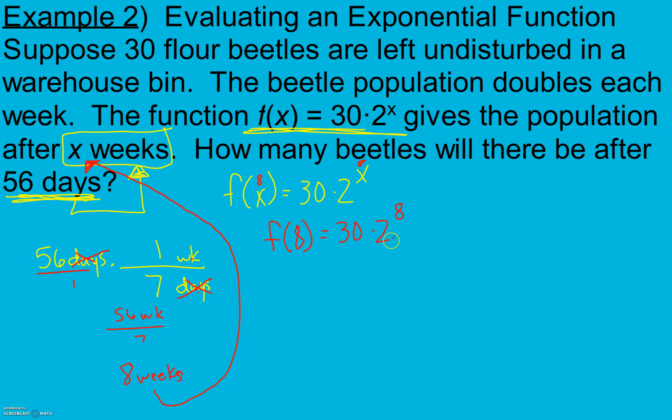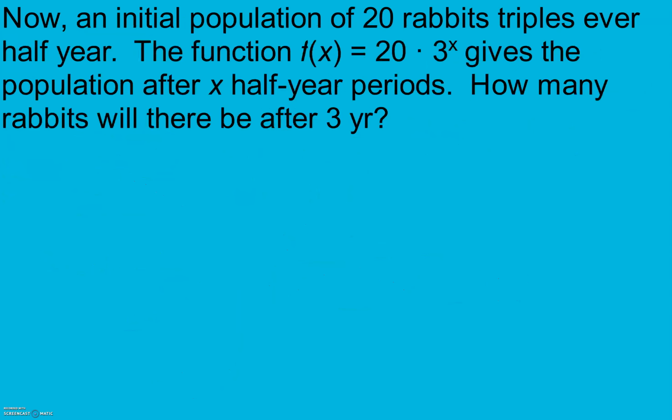And then here, all we do is calculate. So the value of my function after 8 weeks, I get 7,680 beetles, which is actually pretty gross if you think about it. I started with 30. After 8 weeks, we have 7,680. No thanks. Feel free to pause here and give this a try if you'd like.